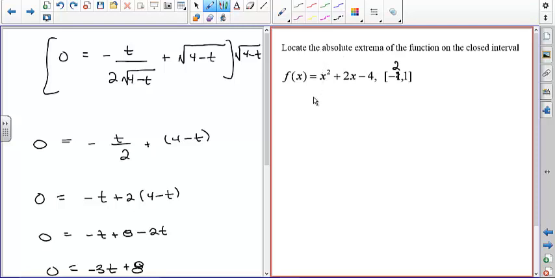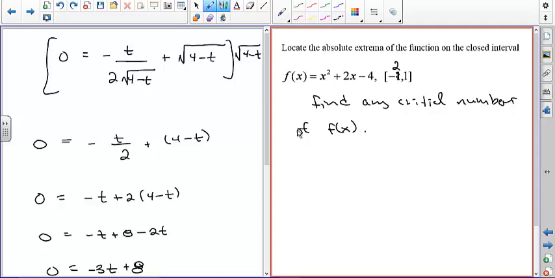So before we continue, I'm going to let you work on this one. The first question is to find any critical numbers for f of x. So what does that mean? It means take the derivative of that function.